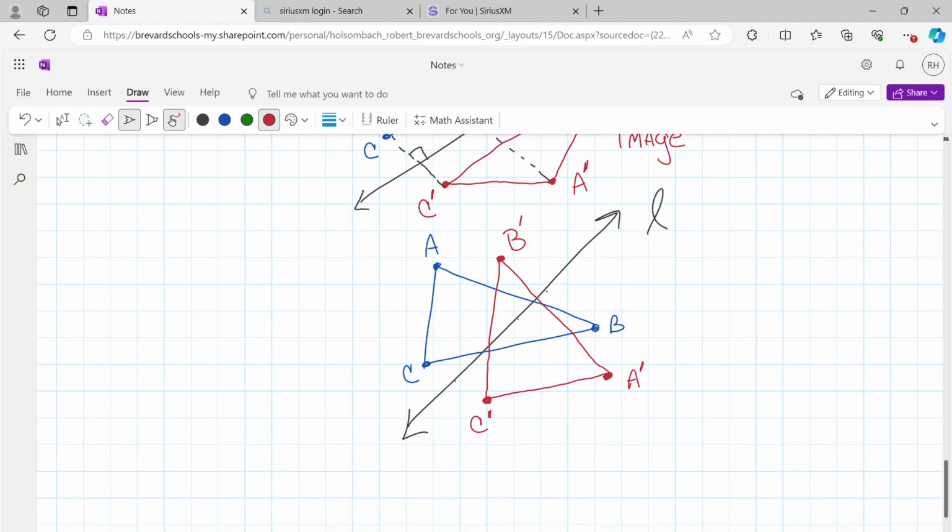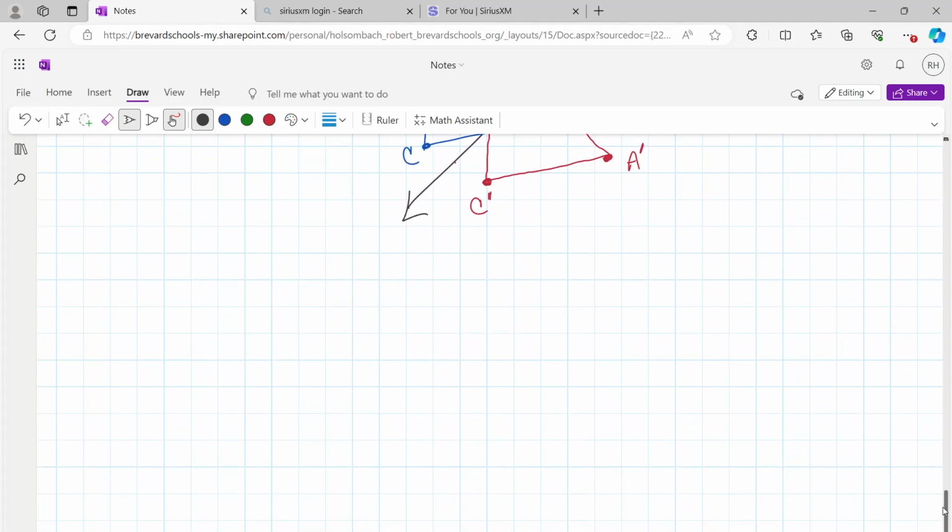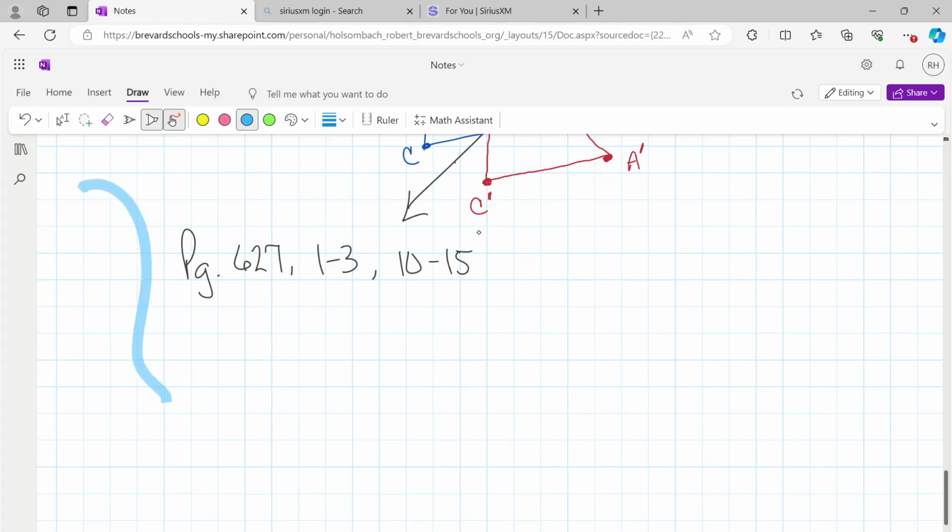All right, any questions on reflecting points or figures in a line? All right, then your practice for today is going to be on page 627. One through 3, and then 10 through 15. If you've got graph paper, sometimes it makes doing these reflections a little bit easier. And don't worry about being perfect, but do try to be as accurate as you can. If you have multicolored pencils, those are very helpful as well.